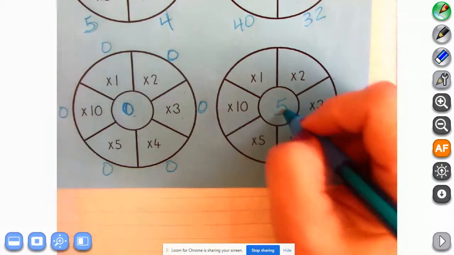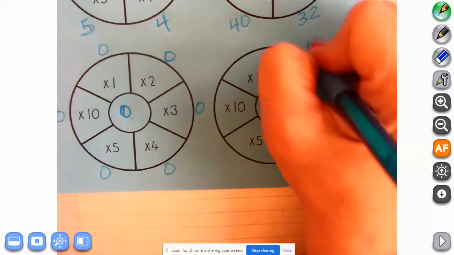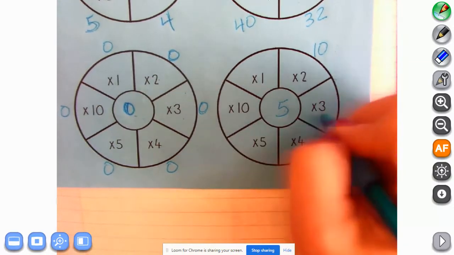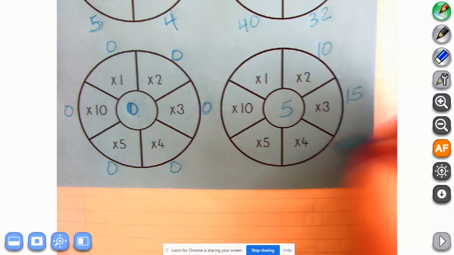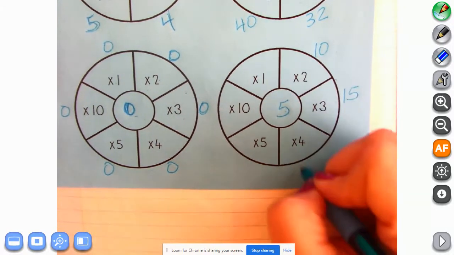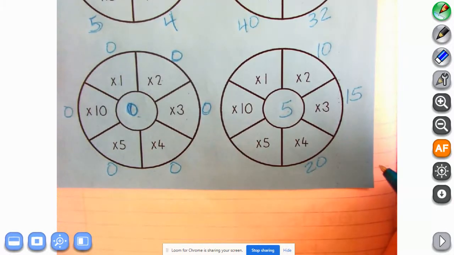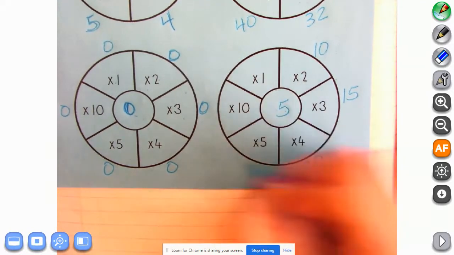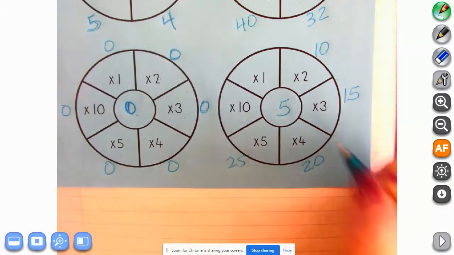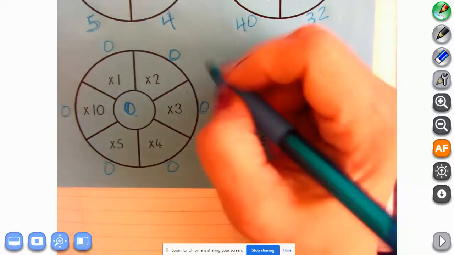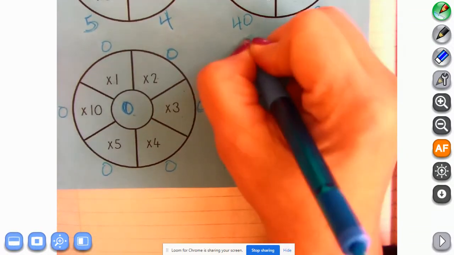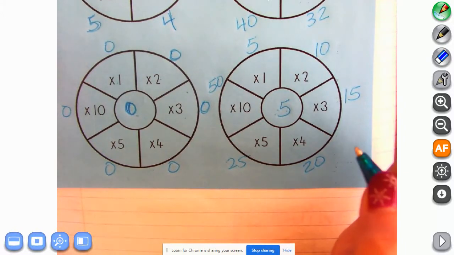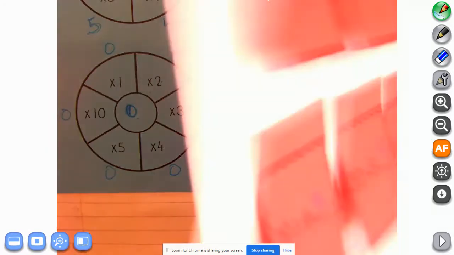All right, we're going to go to 5. 5 times 2 is 10. 5 times 3 is 15. 5 times 4 is 5 more, 20. 5 times 5 is 1 more, 25. 5 times 10 is a lot, it's 50. And 5 times 1 is 5. All right, make sure you get that finished.